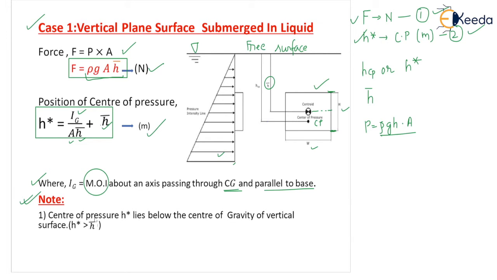Center of pressure H star lies below the center of gravity of a vertical surface. So H star is always greater than H bar. How can we understand this from this particular equation? If you see, we are adding something extra on the H bar. So H star is greater than H bar as of now.